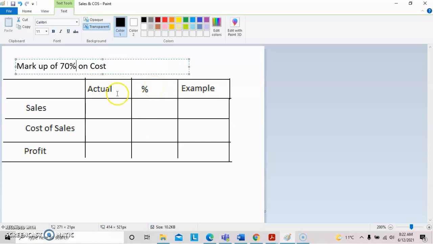So this is the actual, I'll put the actual amount of the stock. How much is it like in reality? And then this side, I'll put like the example where I'm doing the example.